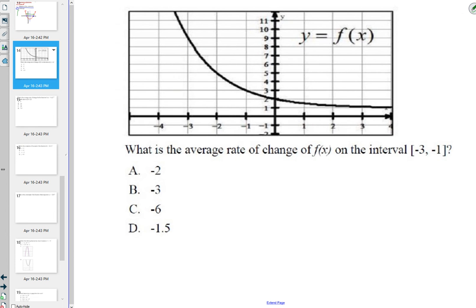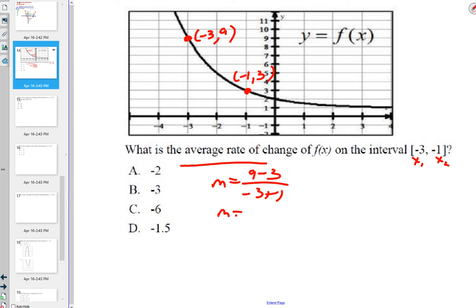What is the average rate of change on the interval -3 to 1? So these are both x's. This is x1, this is x2 when you give intervals. We did this together. At -3, what's y? Look, it does look like 9. At -1, it's 3. What does average rate of change mean for the second time? Slope. So slope is just 9 minus 3 over -3 plus 1, which is 6 over -2, which is again -3.